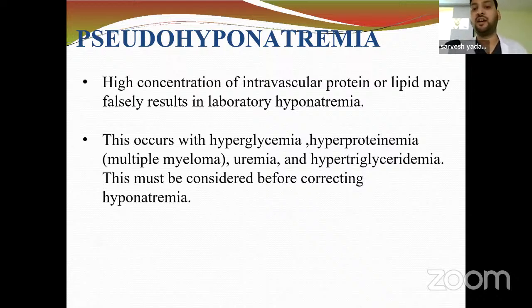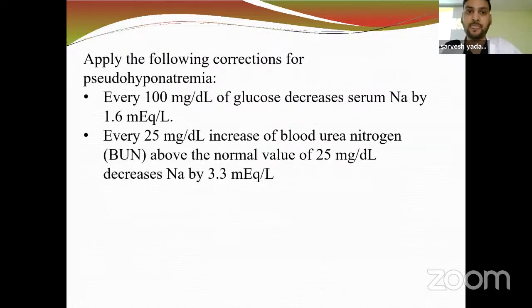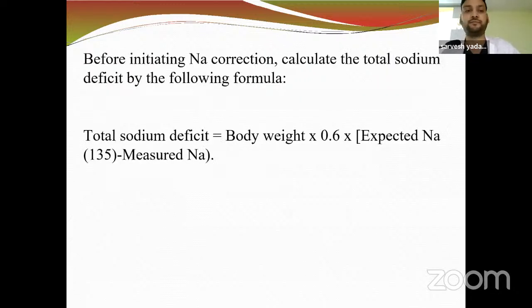Pseudo-hyponatremia. High concentration of intravascular protein and lipid may falsely result in laboratory hyponatremia. This occurs with hyperglycemia, hyperproteinemia, uremia, and hypertriglyceridemia. This must be considered before correcting hyponatremia. Apply the following correction for pseudo-hyponatremia. Every 100 milligram per deciliter of glucose decreases serum sodium by 1.6 milliequivalent per liter. Every 25 milligram per deciliter increase in blood urea nitrogen above the normal value decreases sodium by 3.3 milliequivalent per liter.